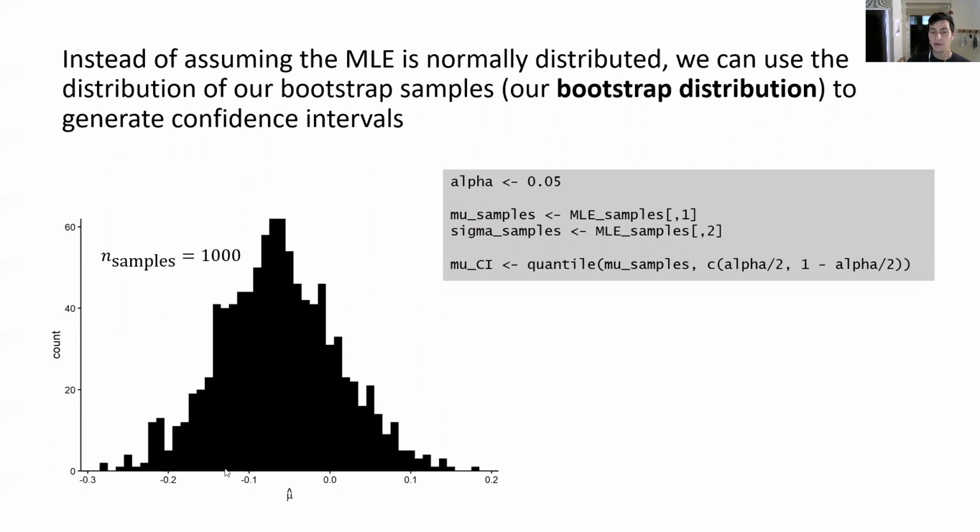Pictured here is a histogram of the samples, which looks pretty close to normal. If I use the quantile function to take the 0.025 and the 0.975 quantiles from this bootstrap distribution, it produces almost exactly the same numbers.